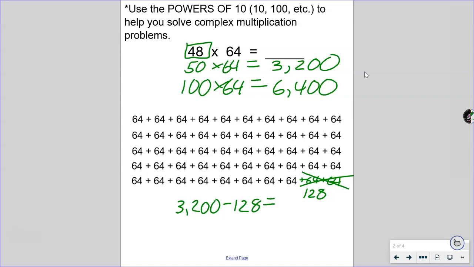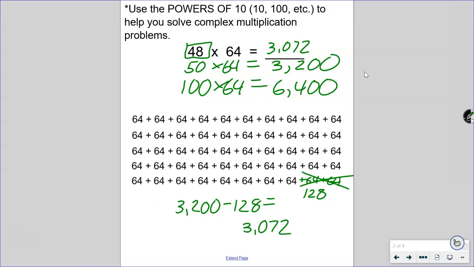Subtract carefully, my friends, but if you do that, that is going to give you 3,072. So our product for this one would be 3,072. So that was a few more steps, but at the same time, the easiest way to find 48 of a number is to think about 50 of them. And the simplest way to figure out 50 is to first start with 100.